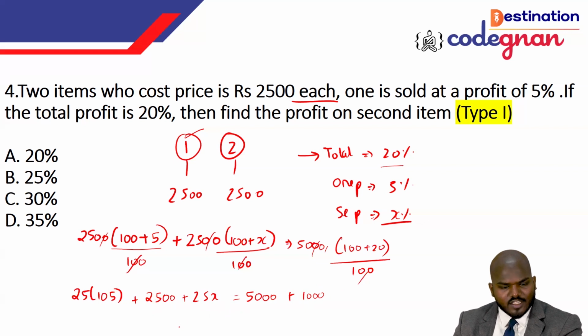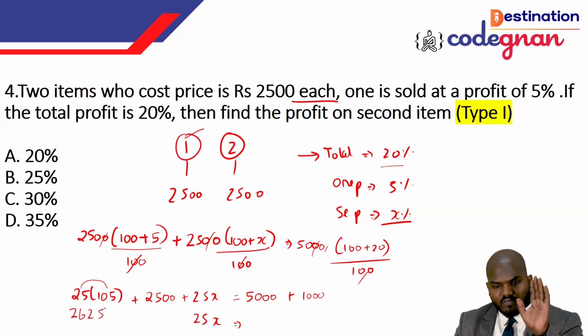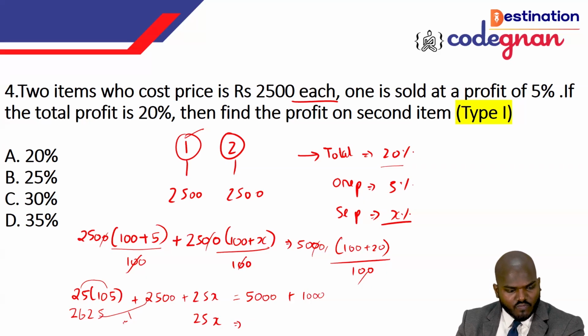If you get the x value, then 25x is equal to, if you see this value, 25 times of 105 will give you 2625. That is the value you will get there. Plus 2500 means plus 2500. That will give you 5125. If you take the 5125 that side, it is already 6000. 5000 plus 1000 we can call 6000, and then 5125 there.